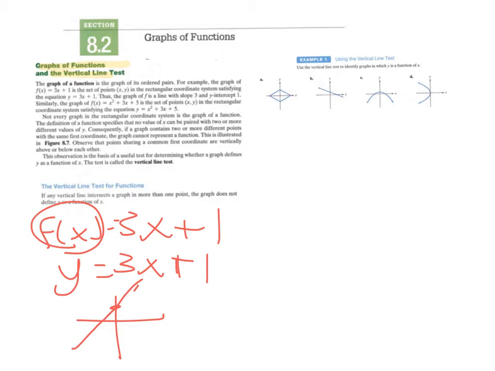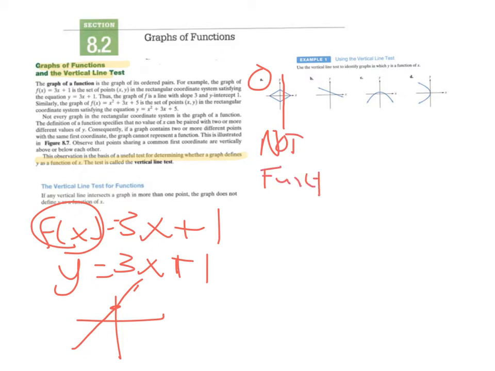The other way we can tell if we have a function is what's called a vertical line test. So if we look at this graph right here, I'm looking at A, and I draw a straight line and it touches the graph on that line 2 times, it's not a function.